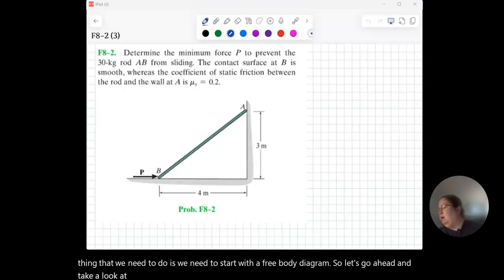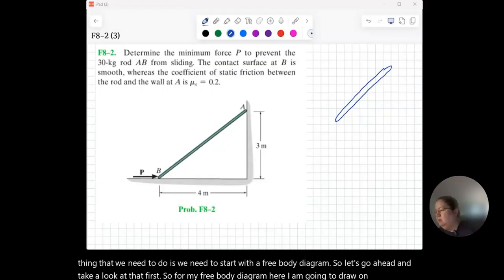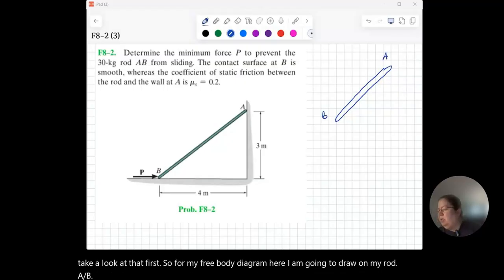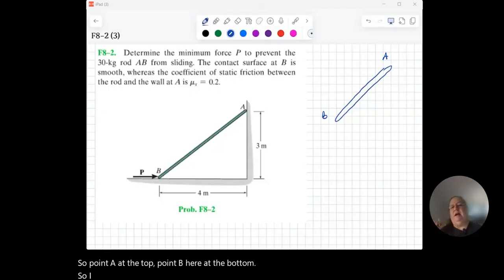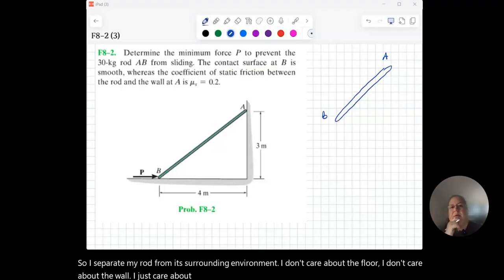For my free body diagram here, I am going to draw my rod AB. Point A at the top, point B here at the bottom. So I separate my rod from its surrounding environment. I don't care about the floor. I don't care about the wall. I just care about my rod. The second step after I've drawn a picture of my rod is to think about my reaction forces.